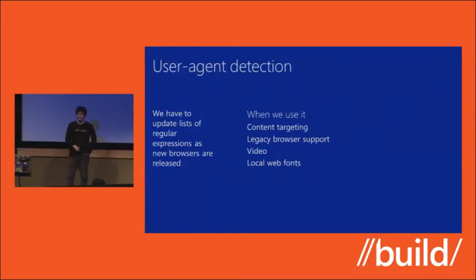There's a case where we use it for video, in a specific case where Safari on a PC supports HTML5 video, but it needs QuickTime. And we couldn't figure out how to make that work using feature detection, so we opted to go with UA detection. Local web fonts on Android, I'll go into that in a minute.